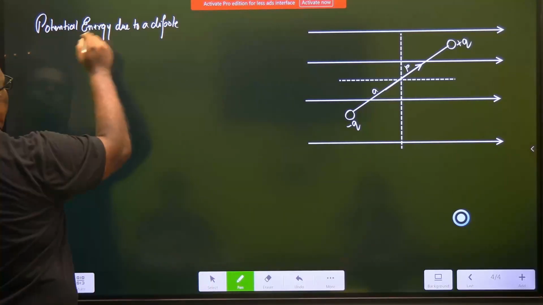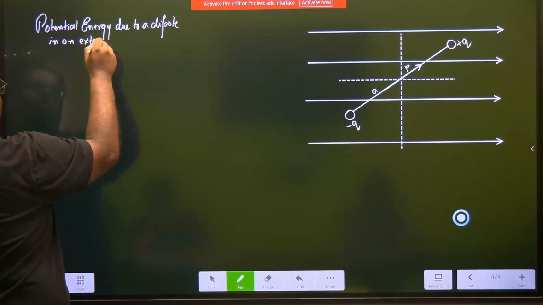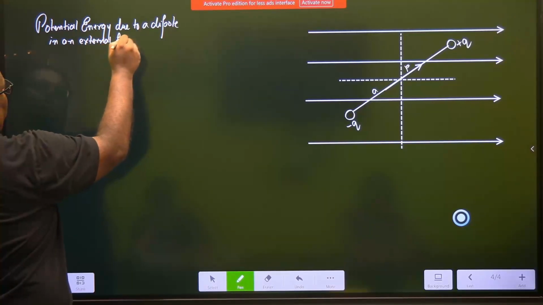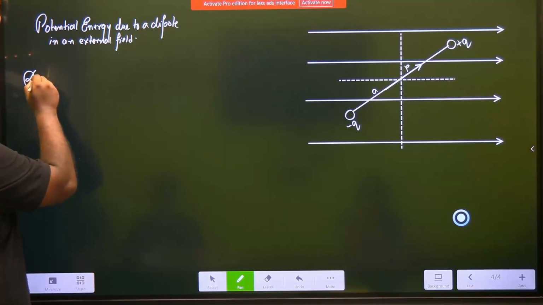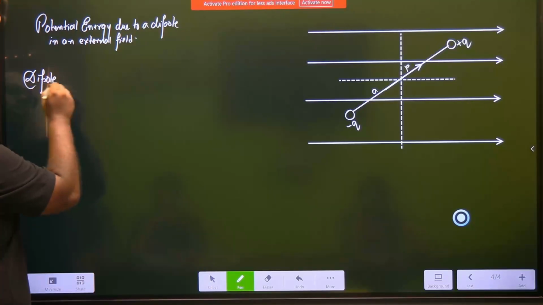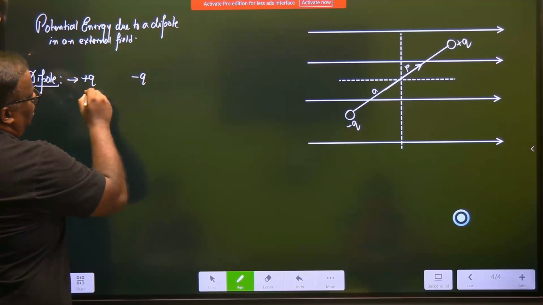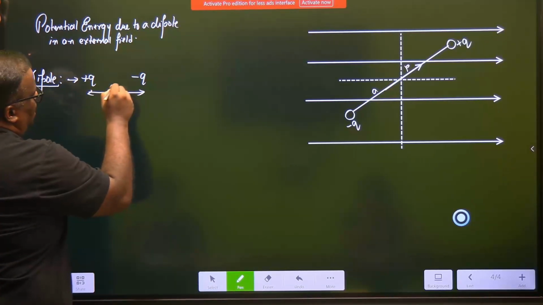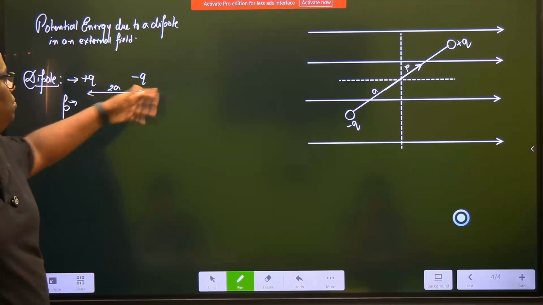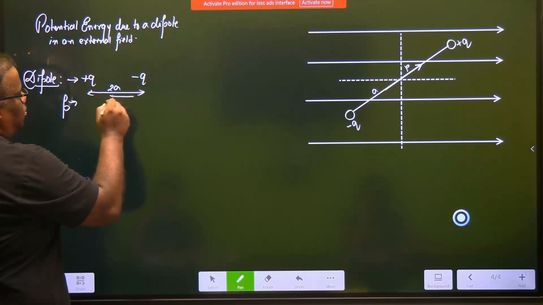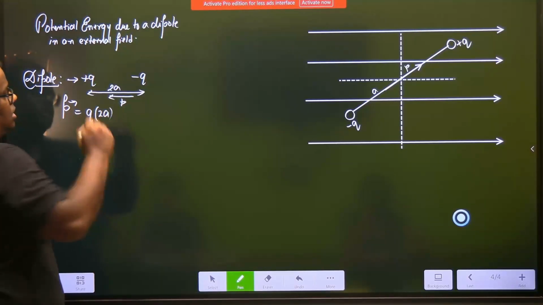Potential energy due to a dipole in an external field. Now let's recall. The first thing is we have a dipole. A dipole will have a plus Q and a minus Q. The distance of separation between them is 2a. A dipole is specified by the dipole moment, and the dipole moment always points from minus Q to plus Q, which means in this case it will be in this direction. This is given by Q multiplied by 2a. All these are known to us.